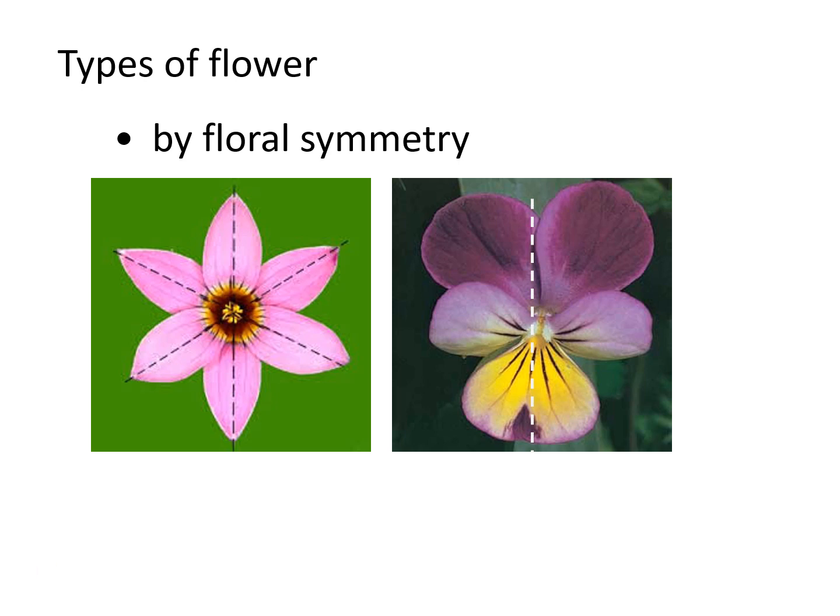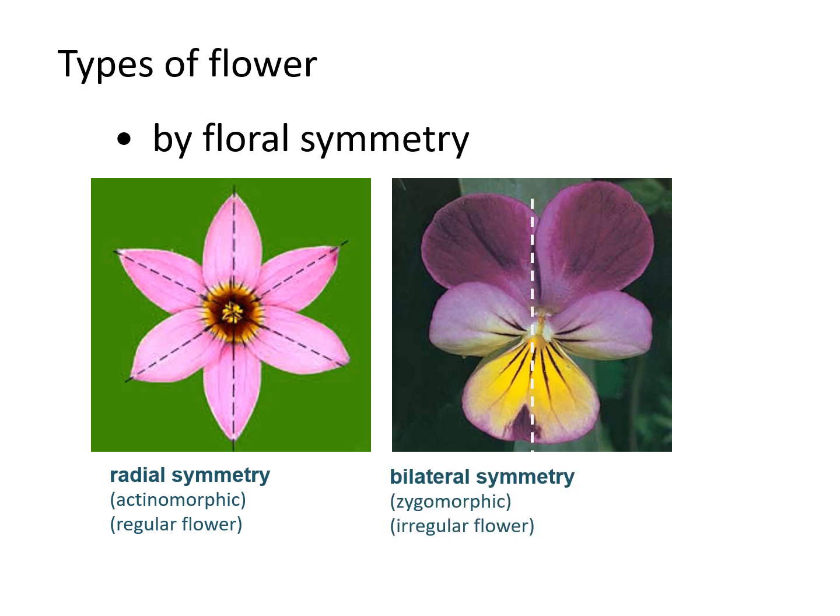The next criterion is floral symmetry. If we consider the flower using floral symmetry, it can be separated into radial symmetry and bilateral symmetry. What is radial symmetry? Radial symmetry means that the flower can be divided into two matching halves by many different lines. It can be this line, or this line. We call this radial symmetry, or actinomorphic, or regular flower. This is the same meaning.